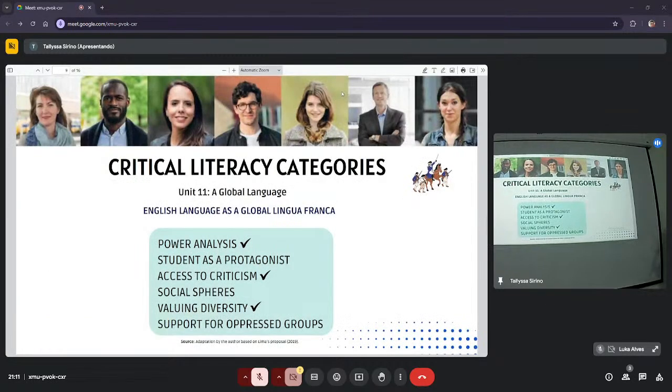The next unit analyzed was Unit 11, called A Global Language, and the theme is the English language as a global lingua franca. The critical literacy categories were power analysis, access to criticism, and value diversity.